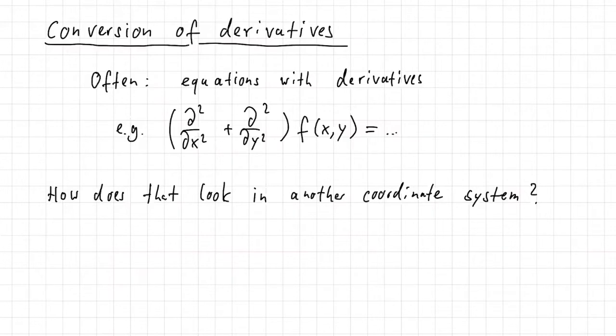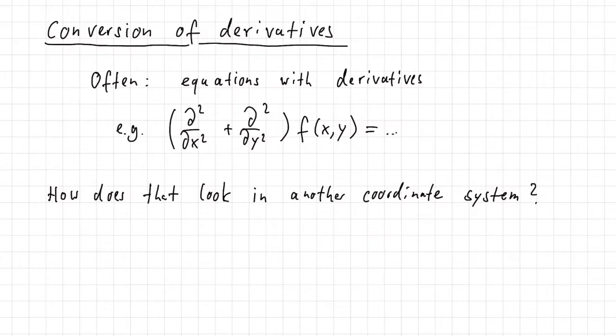In fact, in physics, what we have very often is equations with derivatives. So for example, what I show here is not just a part of an equation, but one where I have d x squared plus d y squared of a function f that depends on both x and y. That is, for example, the Poisson equation, or also the Schrödinger equation in quantum mechanics. That is an important part of the equation. Typically when you see this definition, you see it in the Cartesian coordinate system. But how would that equation actually look in another coordinate system?